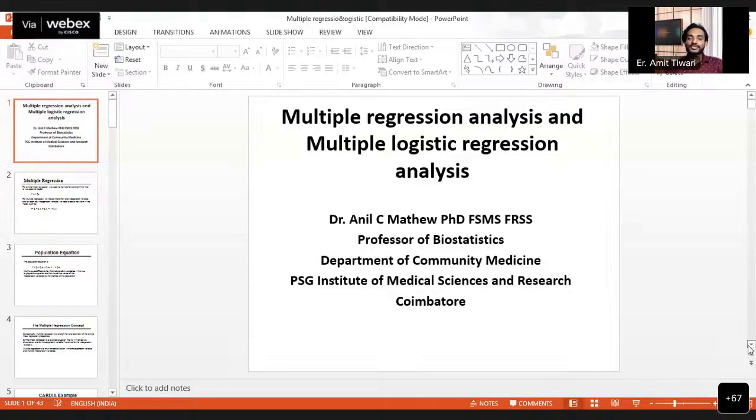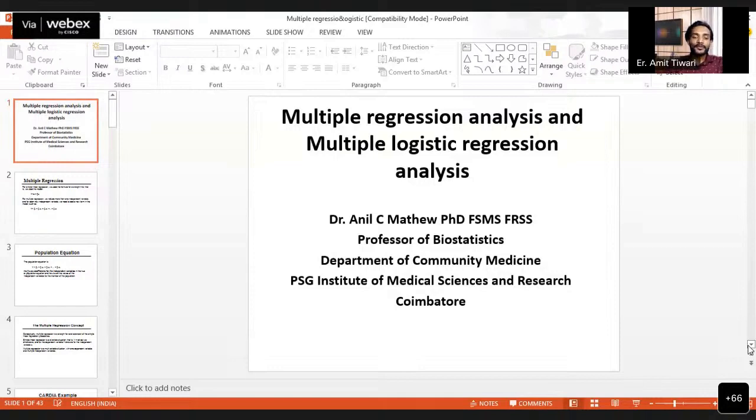A resource person of today's session, respected Dr. Anil C. Mathew, sir. Yesterday, he delivered one session on basic concepts of regression. Now, today we are having our session on use of linear and logistic regression. Few participants were not present in the last class, so I again take only 2 minutes to introduce sir.